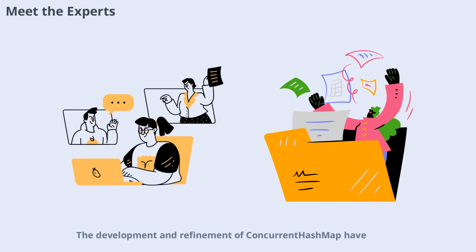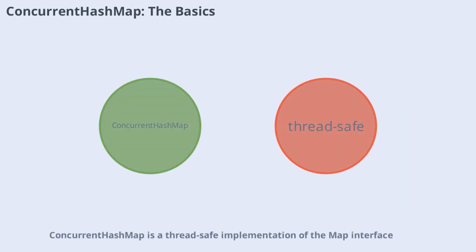data access. Development and refinement of ConcurrentHashMap have been influenced by many industry experts and engineers. From staff engineers at major tech companies to contributors in the open-source community, their collective experience has shaped the robust concurrency model we rely on today. Their insights into system design, microservices, and distributed computing have ensured that ConcurrentHashMap remains relevant and effective in modern Java applications. At its core, ConcurrentHashMap is a thread-safe implementation of the map interface.